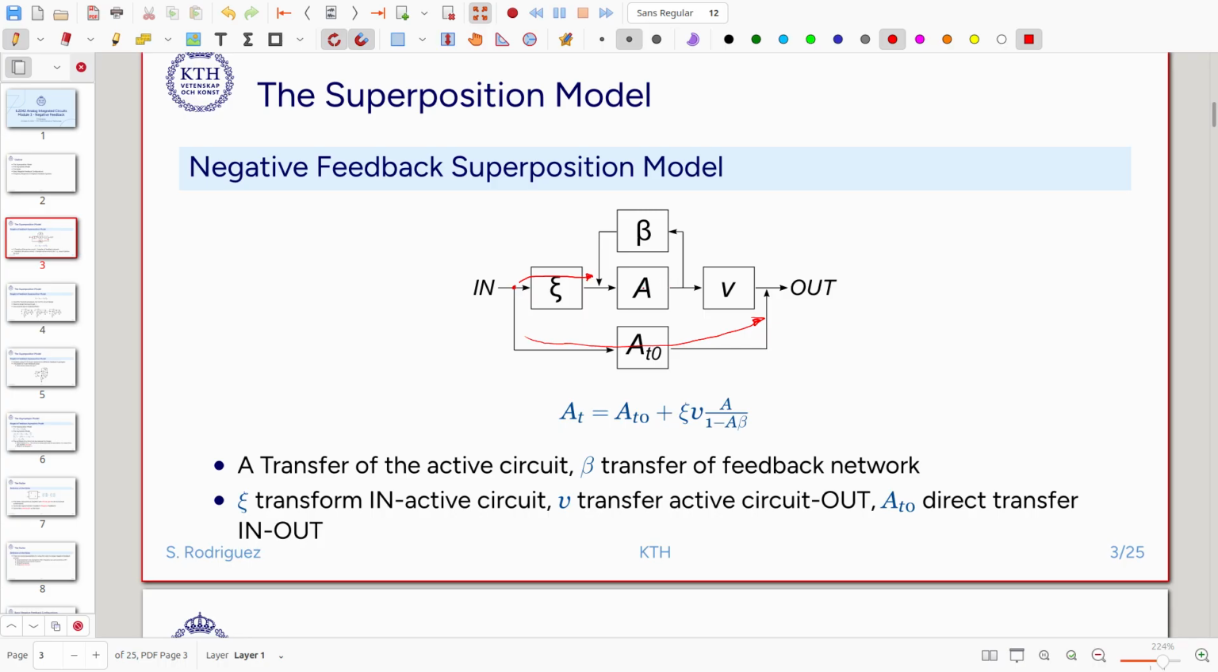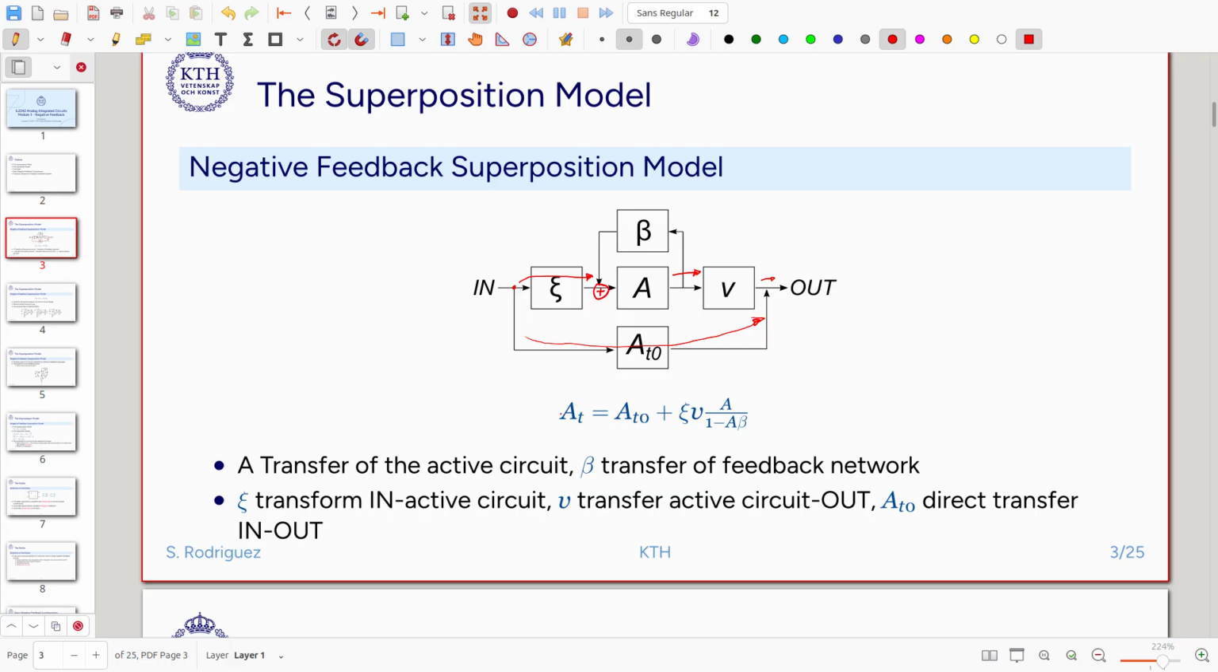It enters an amplifying stage, and then it can go towards the output, and it can be attenuated before it arrives at the output. And this amplifier is connected through another network that we call beta, the feedback factor, in the following way, and it is added here. So there is an addition that happens here.